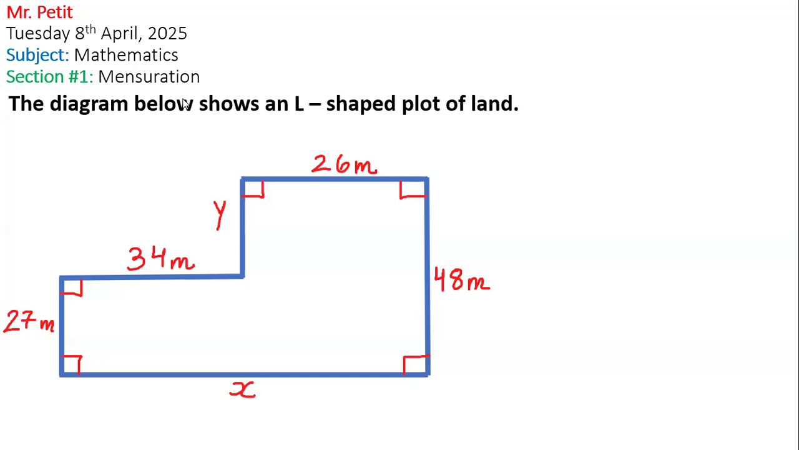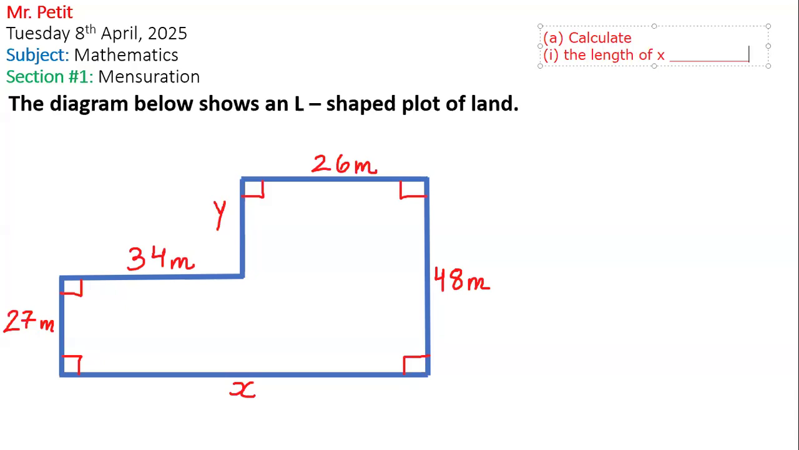All right. So we have this, what we call a closed polygon, a closed two-dimensional shape. We have X here, and we need to figure out what X is. We have Y, and we need to figure out Y. So I guess that's going to be our first question. This is going to be A. Calculate the length of X.